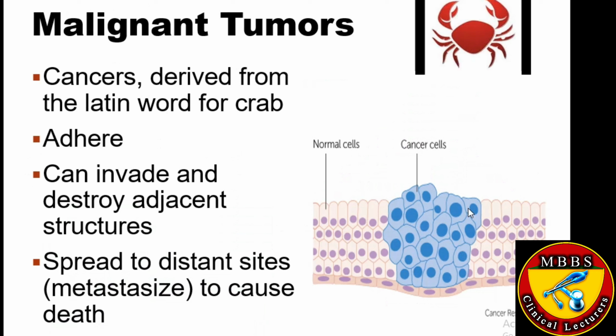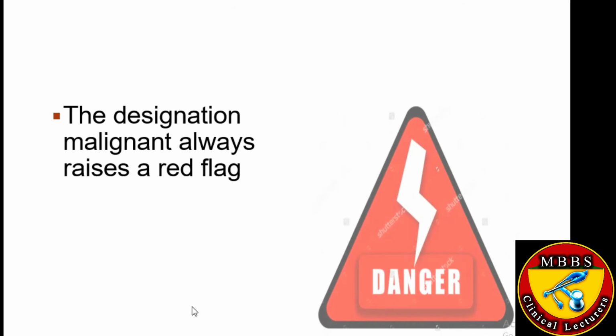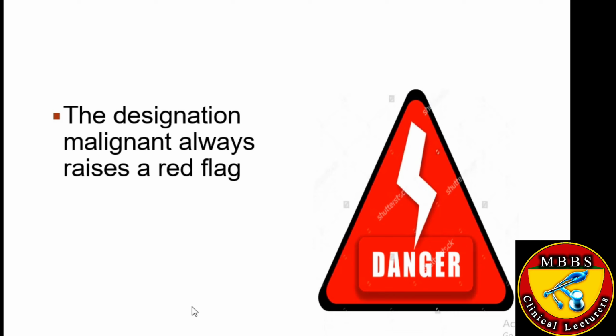Coming to malignant tumors. As I told you, the word cancer evolved from crab, it adheres, it invades the surrounding tissue, it invades the basement membrane, it can invade the lymphatic and blood vessels to spread to distant sites, that is metastasize, and it can cause death. So the designation malignant always raises a red flag. If you see a histopathology report and they use the word malignancy, then it is alarming. It depicts cancer.